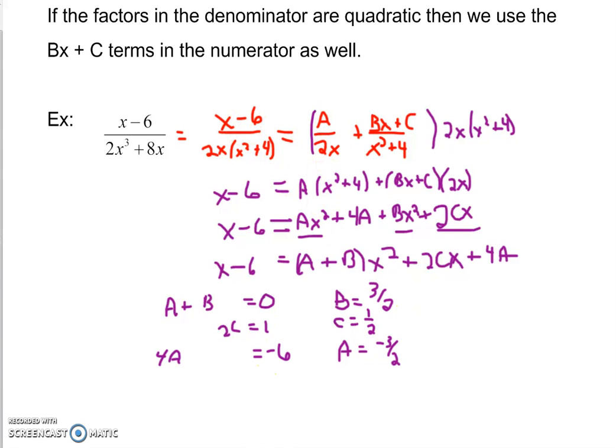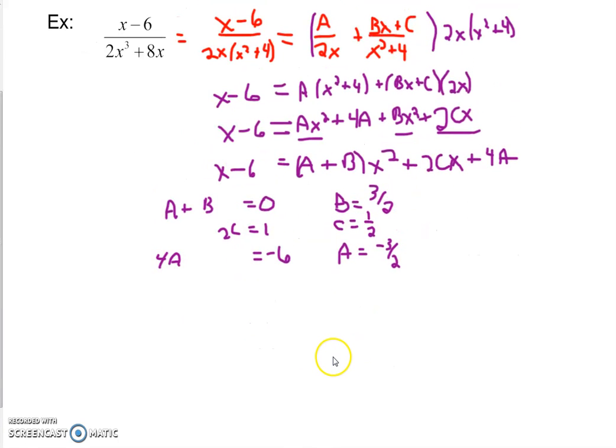So let me extend this page a little bit. There we go. So now I'm going to write that as my original, and I usually like to write it, but it takes so long to write with this. A is negative 3/2, so I write negative 3 over 2 times 2x plus bx plus c. So here's our b, 3/2 x, plus c is the 1/2, all over x squared plus 4.